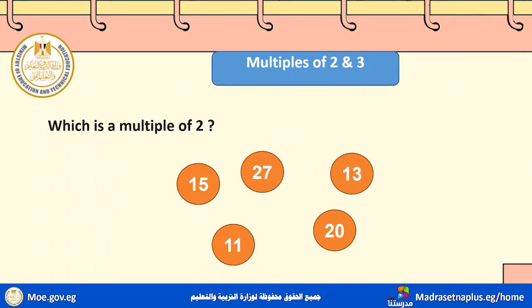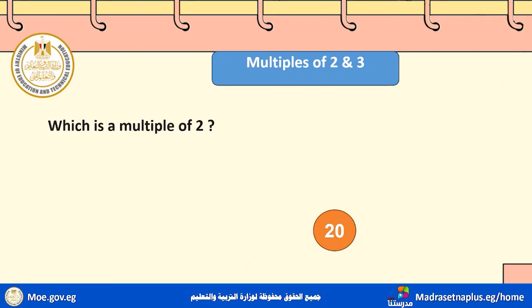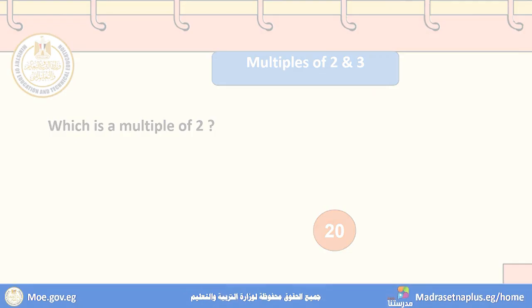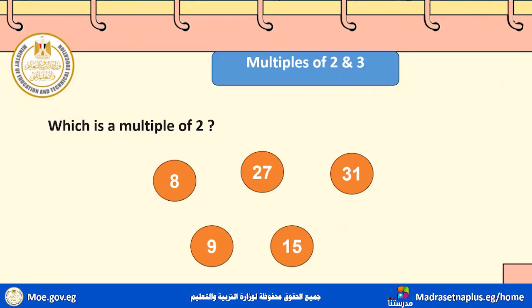In the same way, which is a multiple of 2? 15, 27, 13, 11, and 20. Let's try one by one. 13 is not. 15 is not. 27 is not a multiple of 2. 11 is not a multiple of 2. So which answer is right now? 20. 20 is a multiple of 2. That's right.